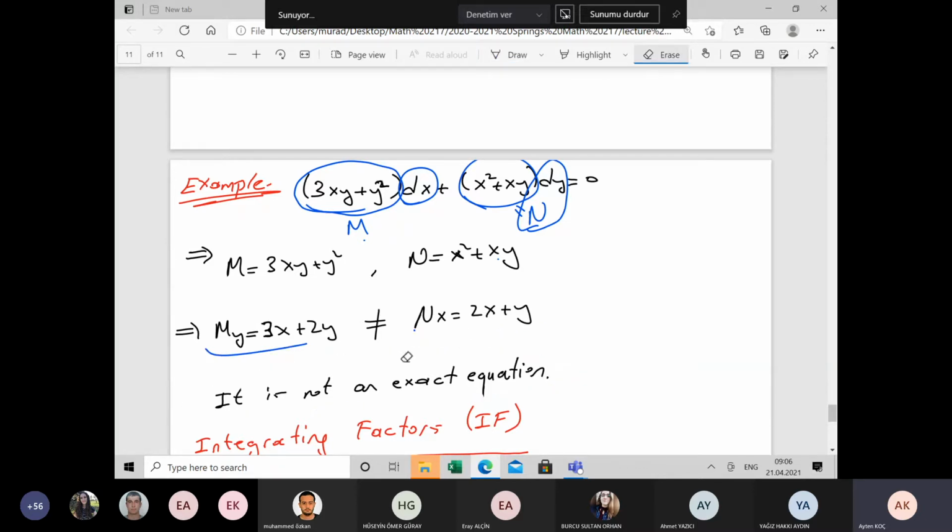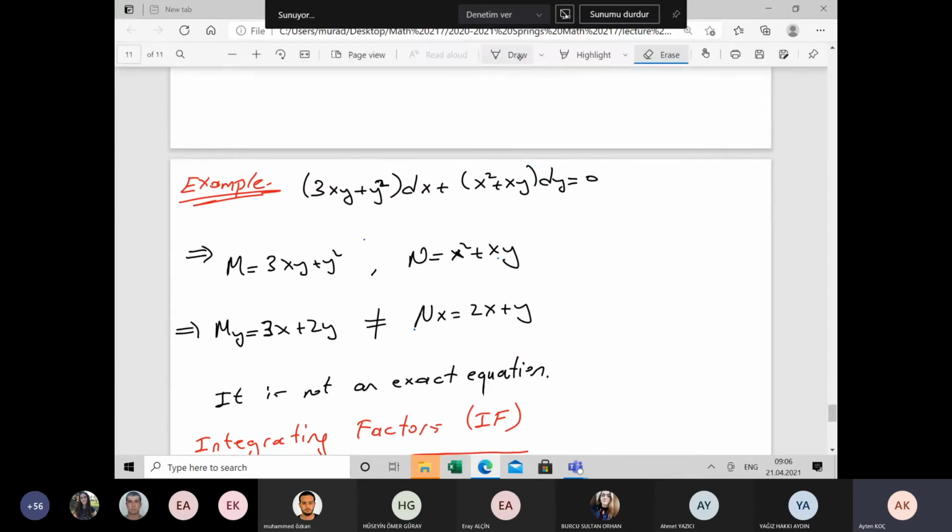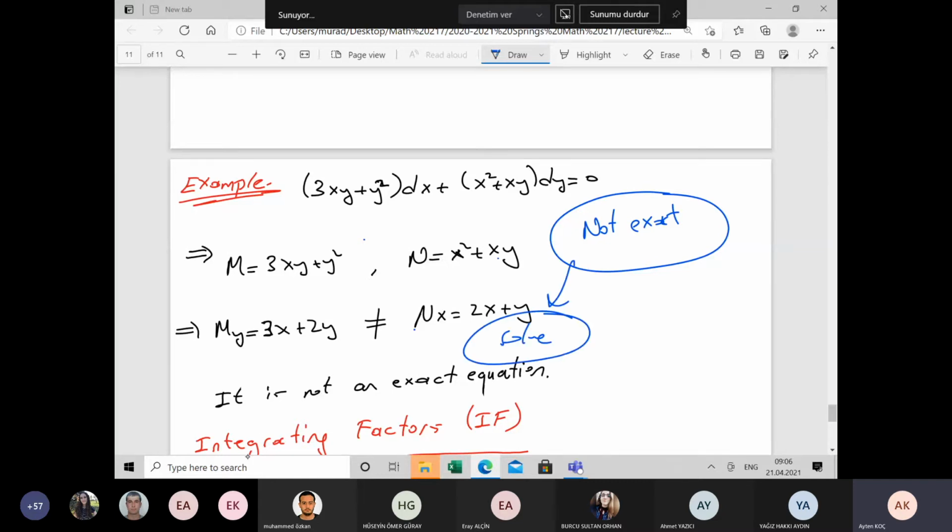So the question here: if it is not an exact equation, is it possible to solve it? Our problem is not an exact equation, and our aim is to solve this one. What is the solution of it? Sorry.